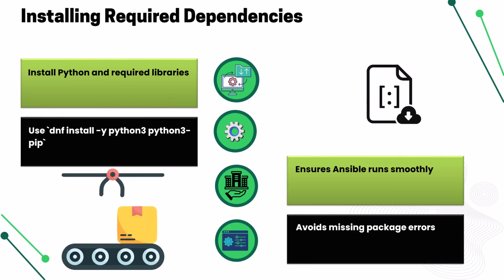Dependencies are the unsung heroes of software installation. Ansible needs Python, so we install it with dnf install -y python3-pip. Without these, Ansible will throw tantrums. Think of it as giving Ansible the right tools for the job, so everything runs without hiccups.